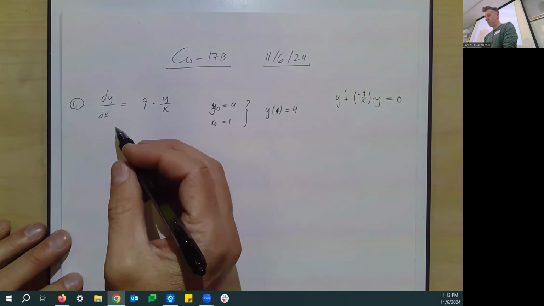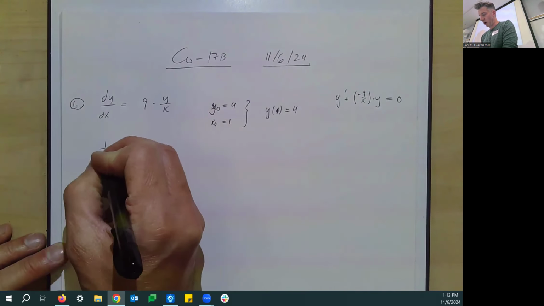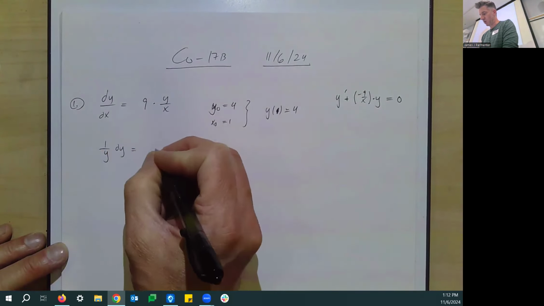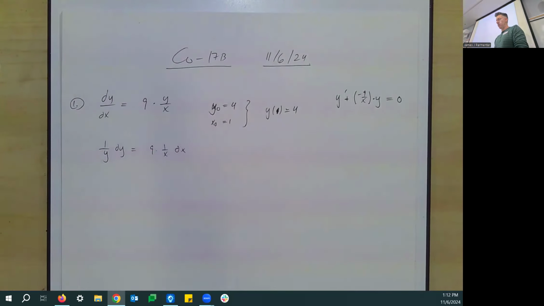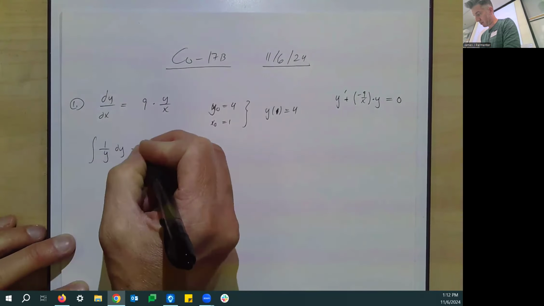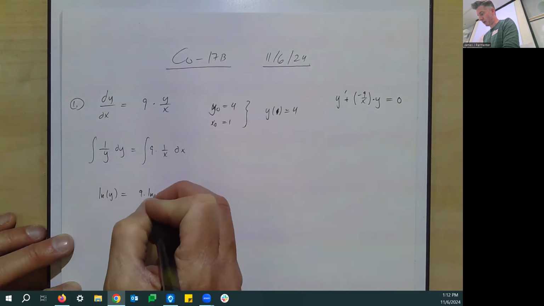But let's do this one the sensible way. It usually makes sense to do it separable if we can. I'm going to put my y's on the left. I'm going to have 1 over y times dy equal to 9 times 1 over x. You could put the 9 on the other side, but if it's up to me, I usually try to put more stuff on the independent variable side, more things on the x side, fewer on the y side, because we're going to try and solve for y. So it's better to have less attached to y to start off with. Then we're going to integrate. So we get the natural log of y equal to 9 times the natural log of x plus c.